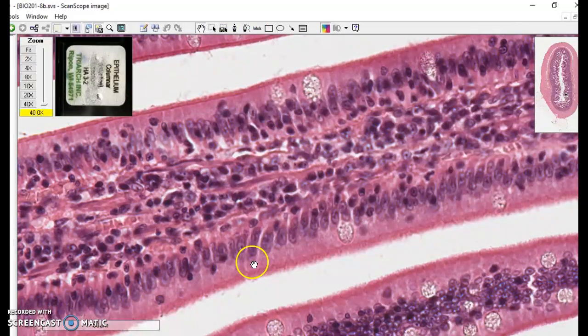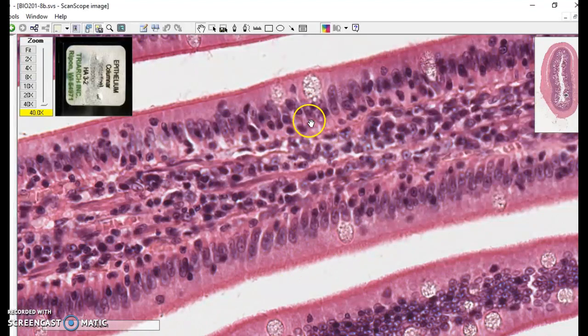All right, so here is a cell, here is a cell, here is a cell, here is a cell. Here's the nucleus, and you'll notice these nuclei are sort of oval shaped. Because these cells are so thin, they're tall and thin, columnar shaped, the nucleus doesn't have a lot of room to expand, and so it's forced into this oval shape.